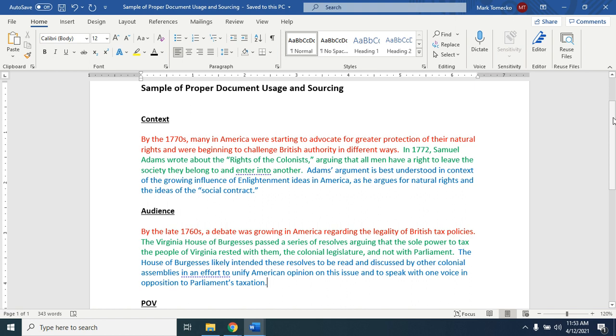The green part is the actual description of the document. It's just, here's what it says. Here's the main idea that I'm pulling out. And then finally, the blue part is the sourcing.